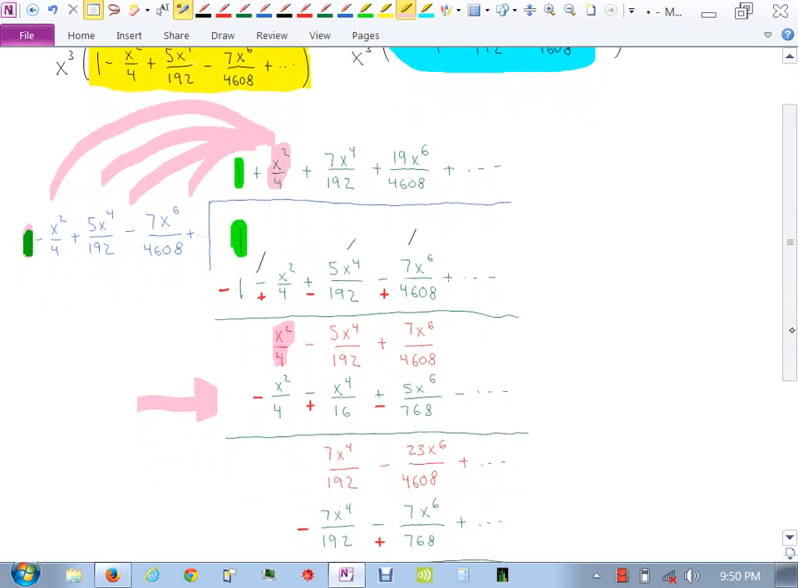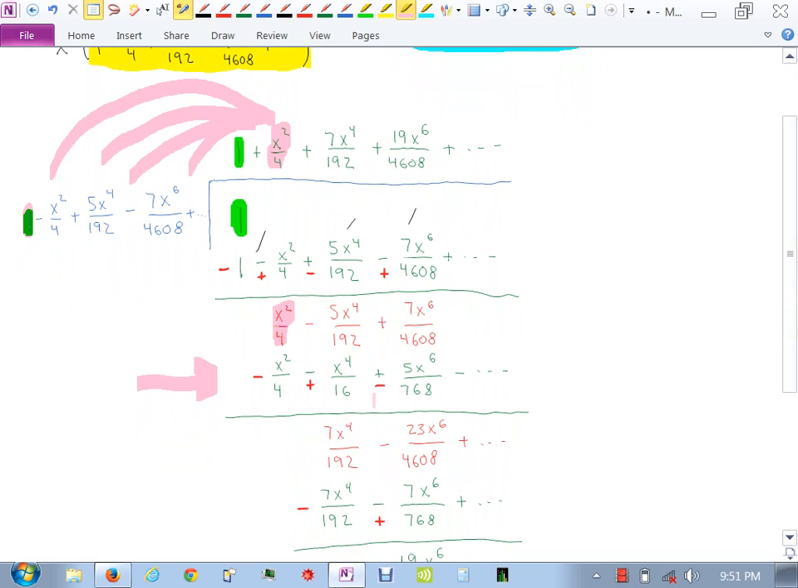Now you come through and you subtract that. So you change all the signs and you come straight down. And so you take x squared over 4, subtract x squared over 4. You get nothing here. Here you have negative 5x to the 4th over 192. You're going to add x to the 4th over 16. And then you have to get your fraction right there and common denominator. And you get this term. Do the same thing over here. You get this term.